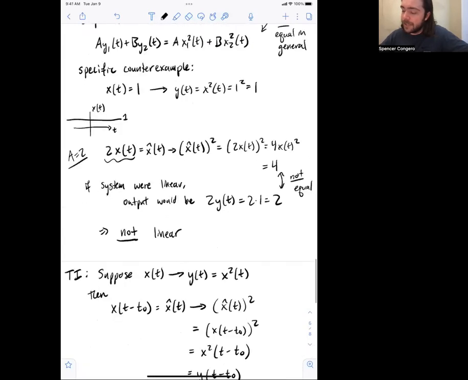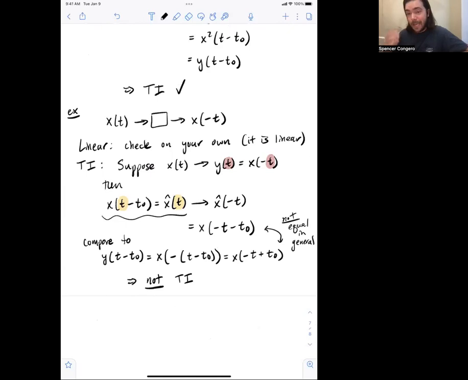So for an exercise, try and come up with a system that is not linear and not time invariant. I'll leave you with that.